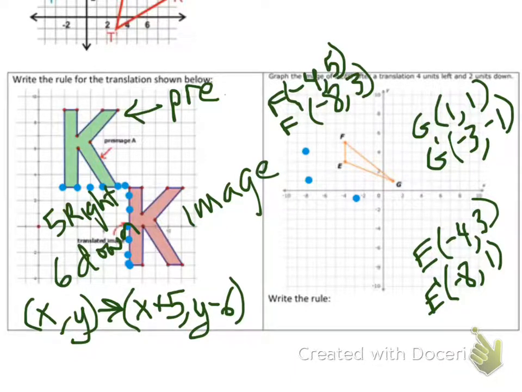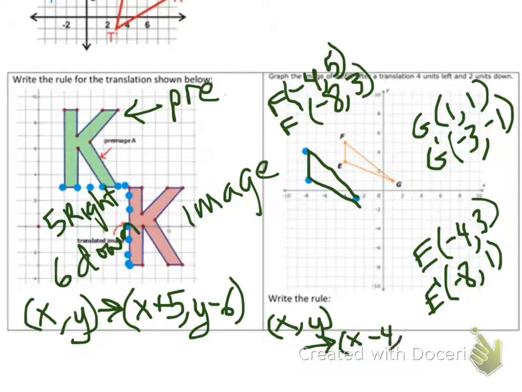And then all I have to do is connect my dots. I know the lines didn't go perfectly straight there, but I think you get the idea. So the rule here is for every x, y point, x goes 4 units to the left, that's x minus 4, and y goes 2 units down, that's y minus 2.